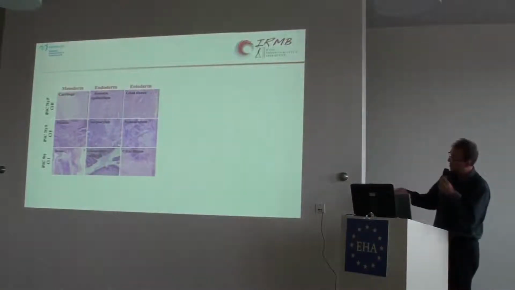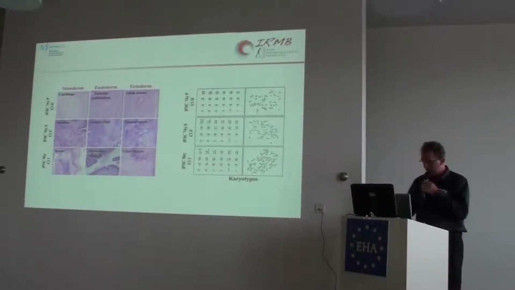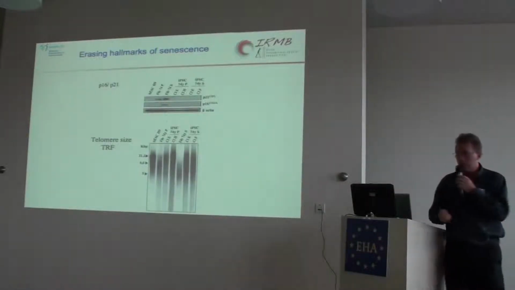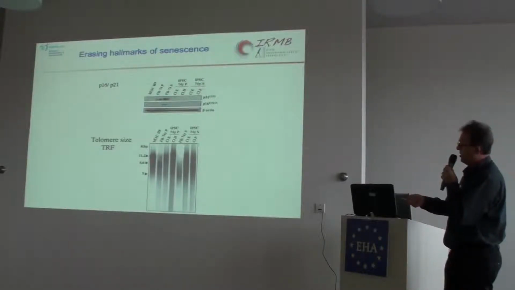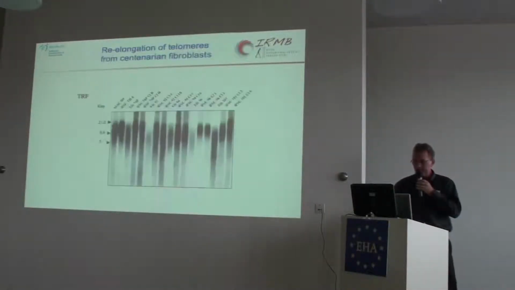When we look at the differentiation ability with teratoma, it was fine as well. The clone was stable in karyotype analysis, and we also look at the hallmarks of senescence, which are P16 and P21, but also we measure the size of the telomeres. When we look at telomeres in senescent cells, when we drive them into iPS cells, we re-elongate the telomere.